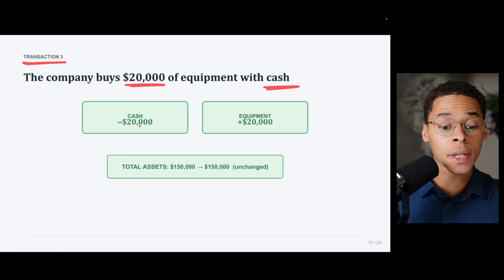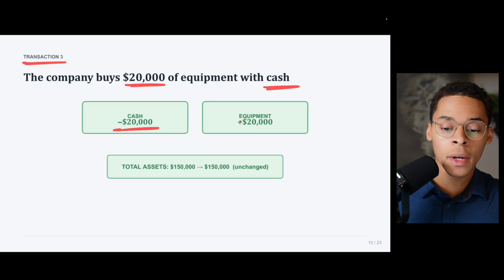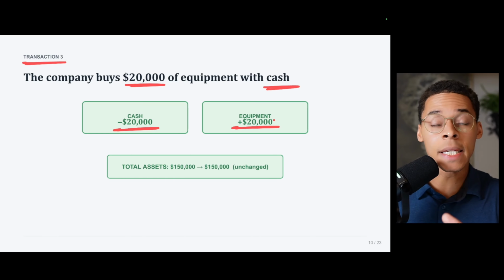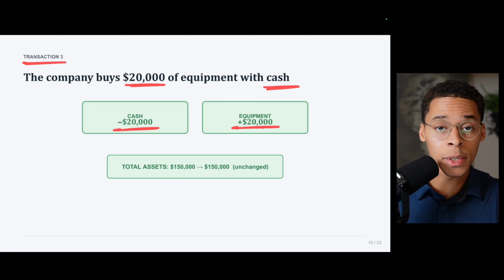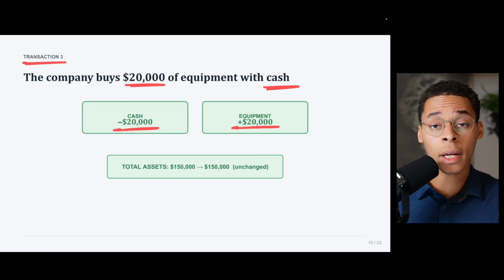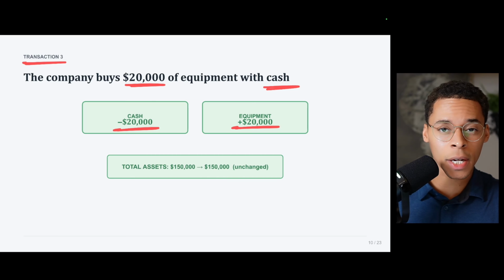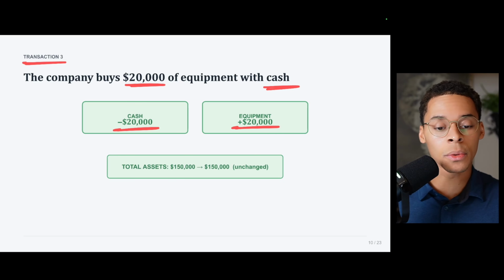So cash is an asset, and cash is going to leave the business. So cash is going to decrease in this transaction. Equipment, which is another kind of asset, is going to increase. Okay, so the net effect to total assets is going to be zero. Okay, that's why this is a unique transaction, but the accounting equation is going to be updated by this transaction nonetheless. The company is still going to store this transaction within their accounting records.